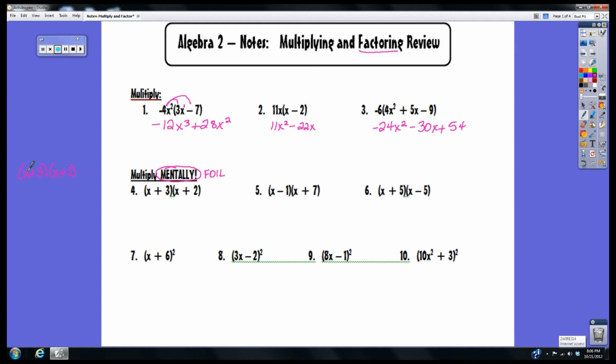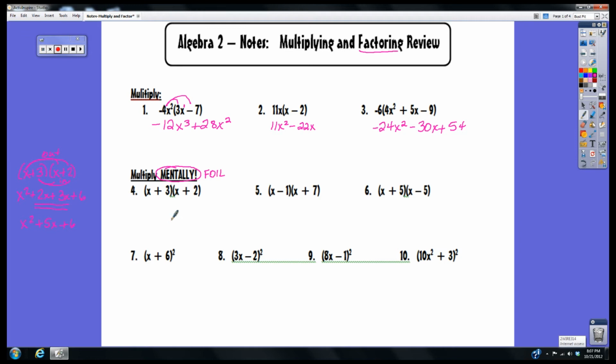So x times x is x squared, and x times 2 is 2x. 3 times x is 3x, and 3 times 2 is 6. Now what I'm talking about with multiplying mentally is I want y'all to do this part right here in your head, and I want you to multiply the outsides and the insides together in your head and add them. So you can tell me that this is x squared plus 5x plus 6 without writing all those steps down.